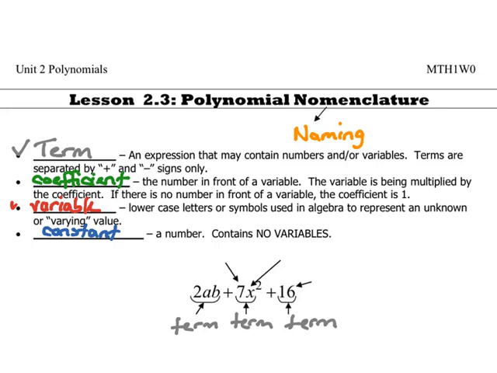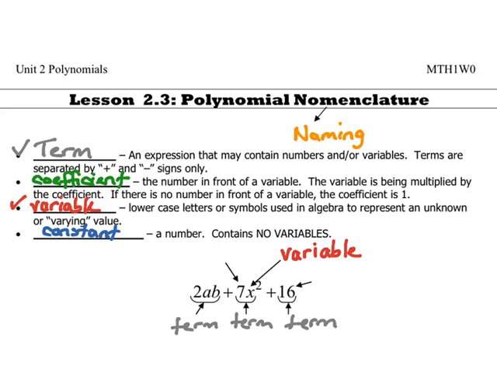Now, I'm going to skip the green word for a second. I'm going to go into the red word, which is a variable. That one's a little bit easier to describe. Inside the polynomial, any letters you see are called variables. And so this has an a, a b, and an x. All of those are called variables. And I'm going to write that word right over here by this arrow because I think it's pointing at the x.